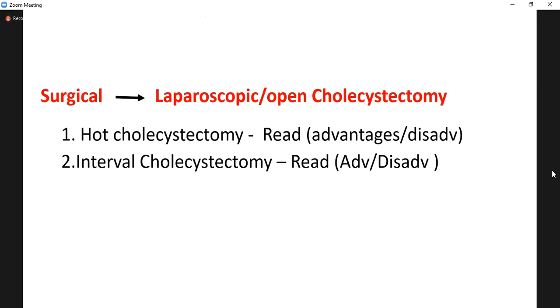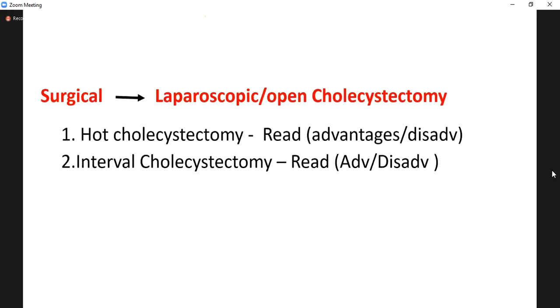So what are the advantages of hot cholecystectomy? You should be able to tell me. This is a recurrent disease. So if you discharge them, they can come with another episode. Nobody knows when they will get the next episode. So therefore, hot cholecystectomy will avoid another admission with acute cholecystitis. That is hot cholecystectomy. So we do a few hot cholecystectomies, but most of the time we do interval cholecystectomy.